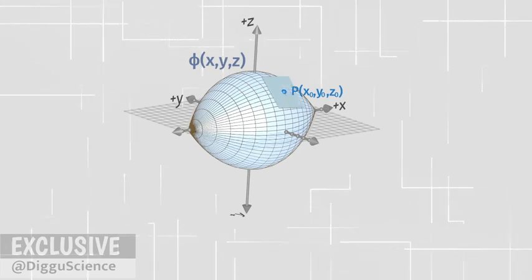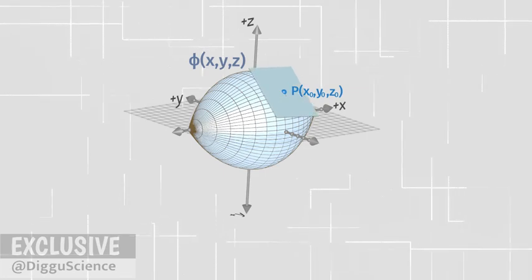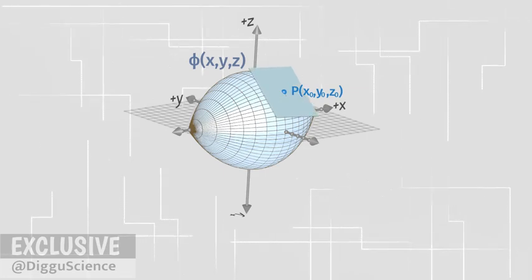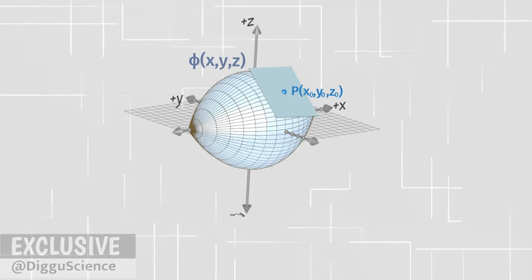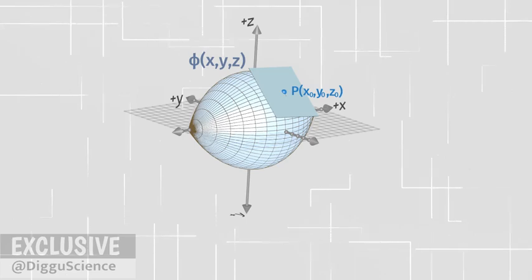We can draw a plane surface that passes through point P. It can be said that the plane surface touches the curved surface at point P. Now we want to calculate the equation of this plane surface.